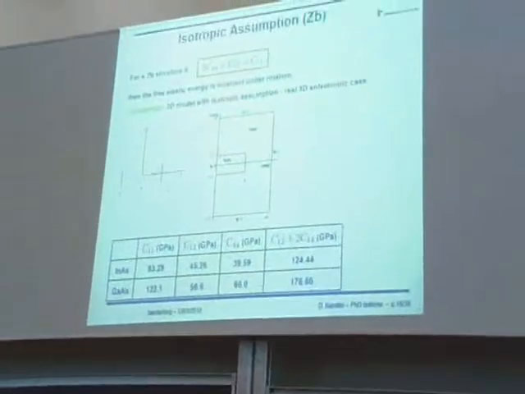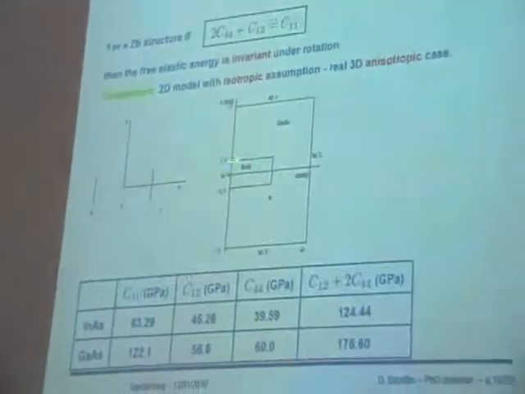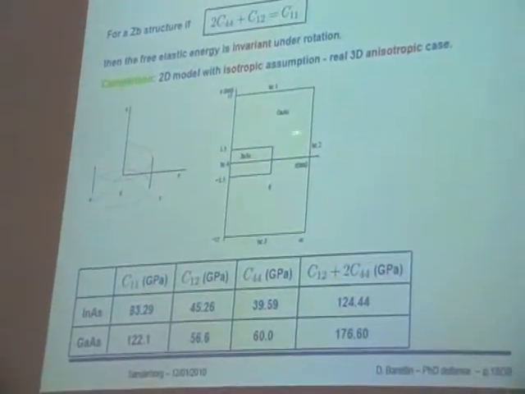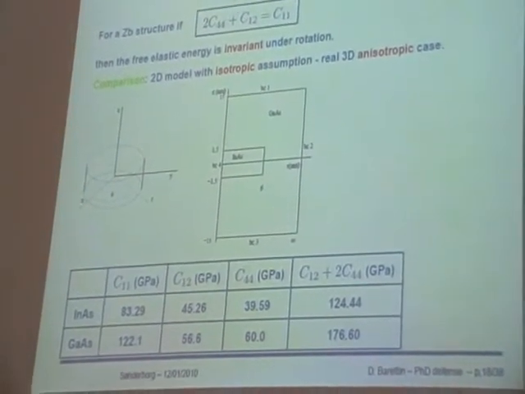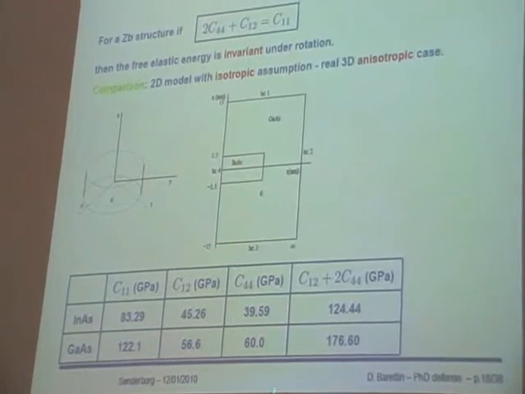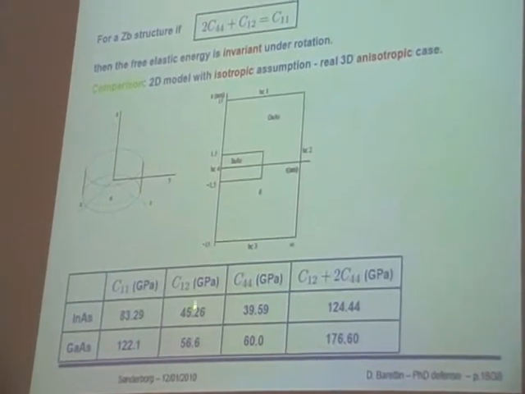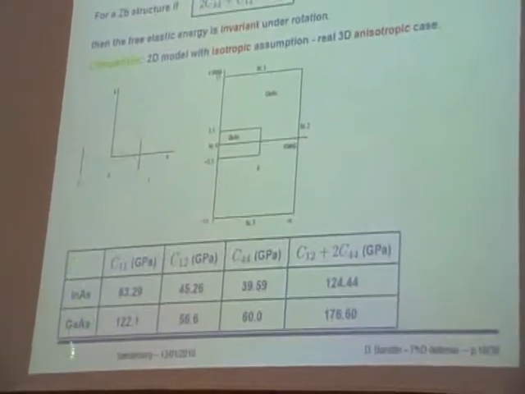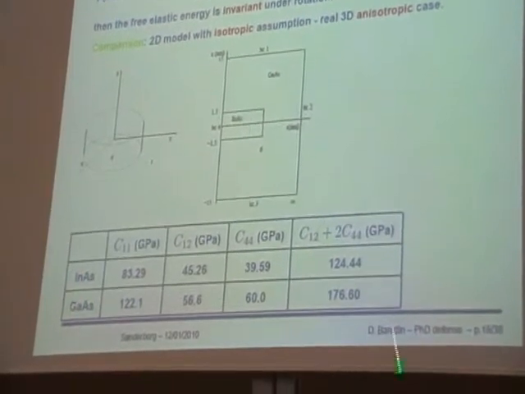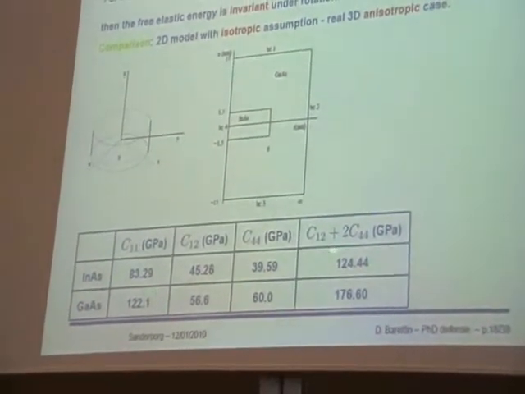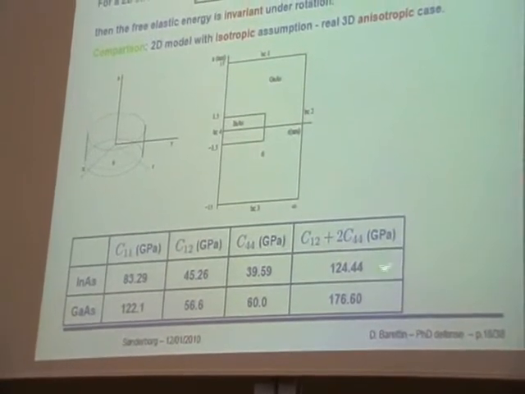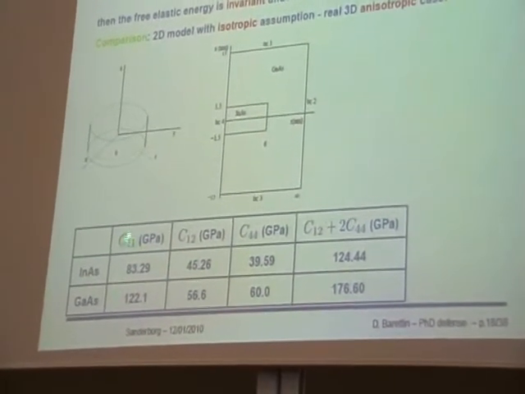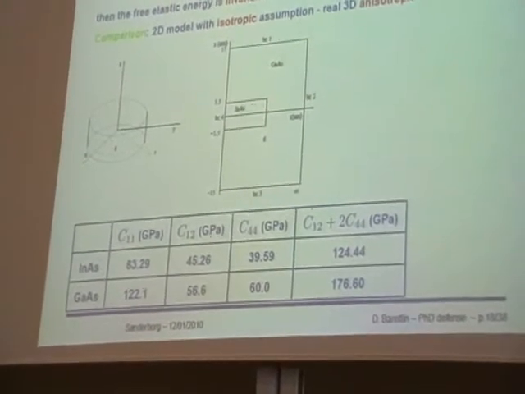So we have a very simple cylindrical quantum dot. Again, we have these two-dimensional models. In this case, we have indium arsenide and gallium arsenide, with the same dimensions. And here you can see the error on the elastic constants, because in the first three columns you have the real values for C11, C12, and C44 for the two crystal structures, and in the last columns you can see the values which we actually use with this assumption for the two-dimensional model. You can see that there is an error for C11 of about 50%.